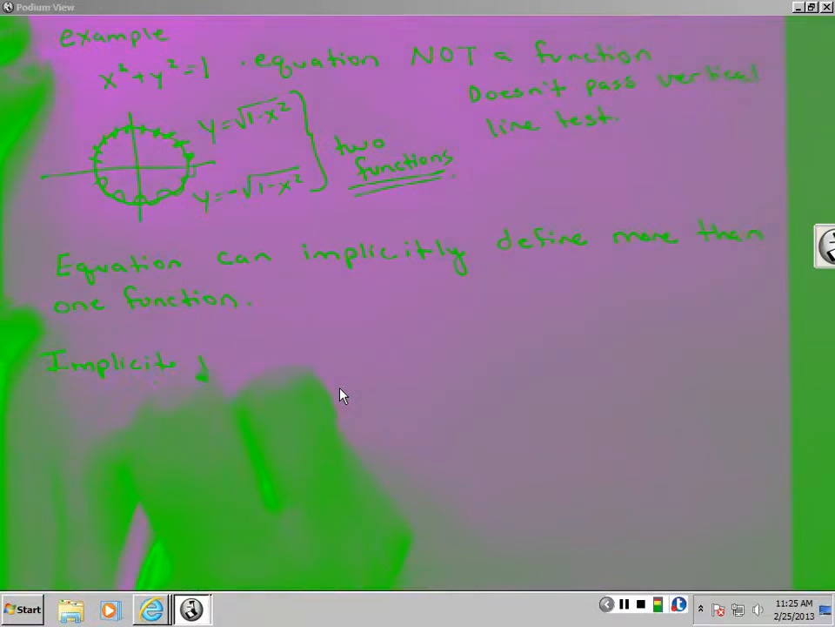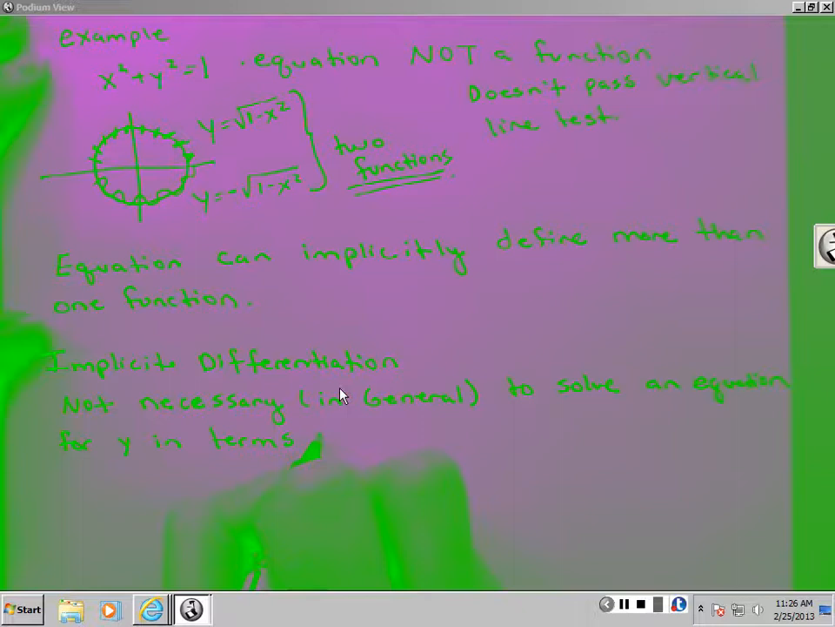So implicit differentiation. So it's not necessary in general to solve an equation for y in terms of x in order to differentiate.